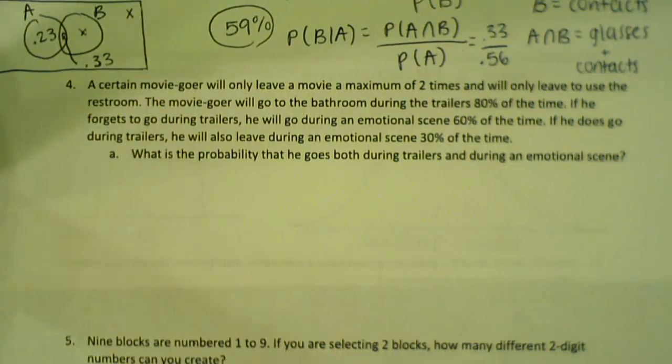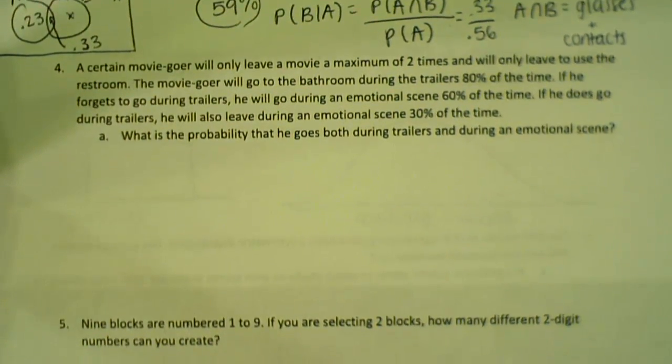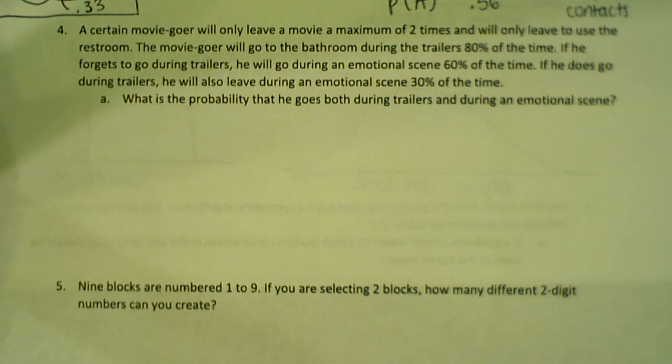So this is another probability question. A certain moviegoer will only leave a movie a maximum of 2 times and will only leave to use the restroom. The moviegoer will go to the bathroom during the trailers 80% of the time. If he forgets to go during trailers, he will go during an emotional scene 60% of the time. If he does go during trailers, he will also leave to go during an emotional scene 30% of the time. So what is the probability that he goes both during trailers and during an emotional scene?